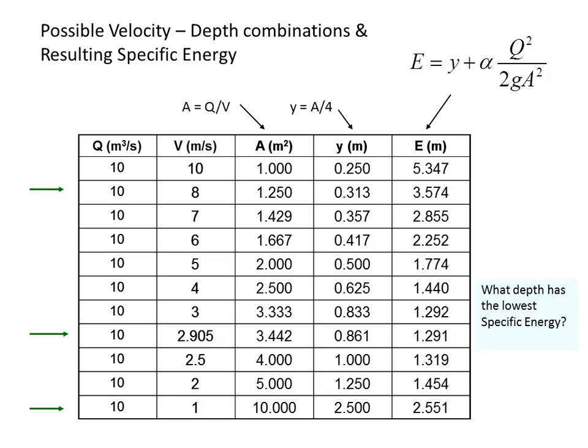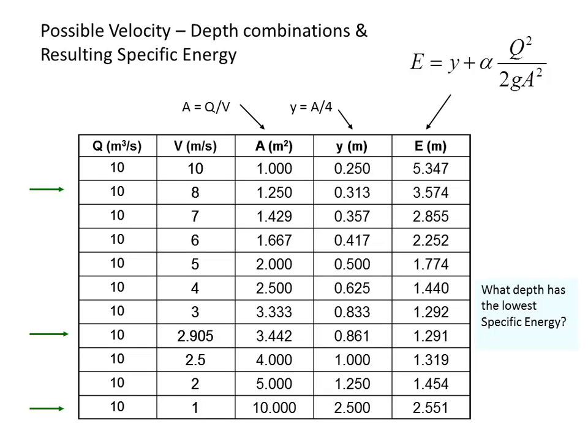If we look at the formula, specific energy comes from two components. It comes from the depth, and we can think of that maybe as potential energy. And then it also comes from the velocity head term. Okay, depth and velocity.